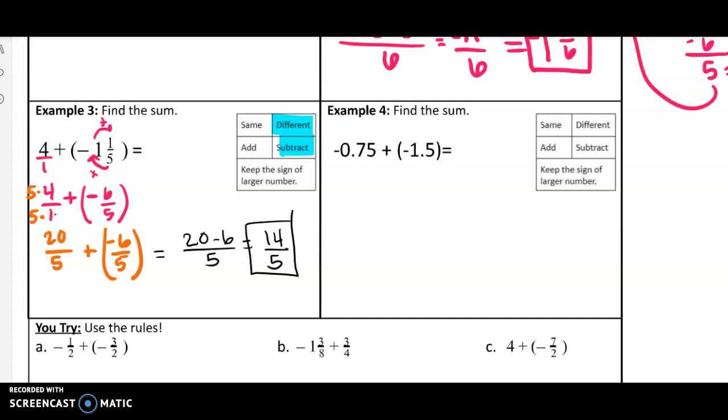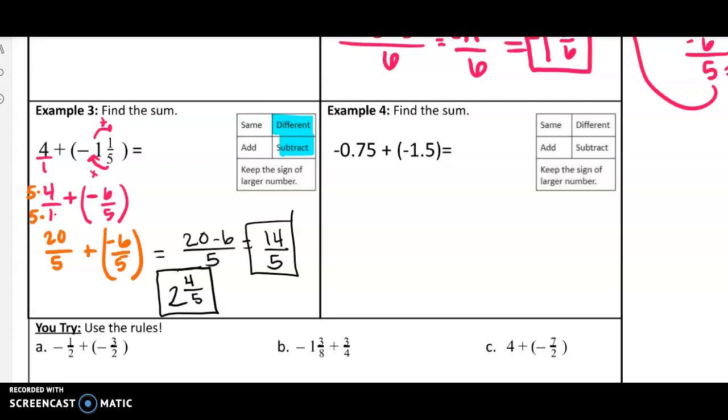And then to turn it into a mixed number, we see how many times does 5 go into 14. It goes in there 2 times. 5 times 2 is 10. And 10 is 4 away from 14. And we keep it over 5. So there is my answer.